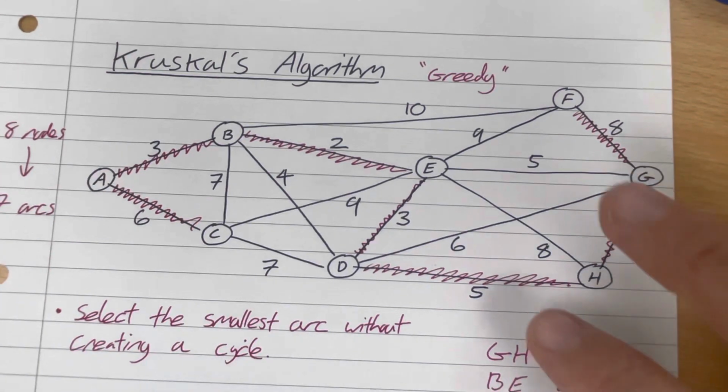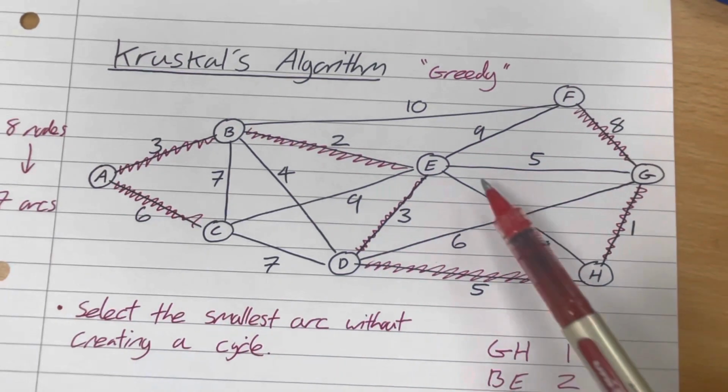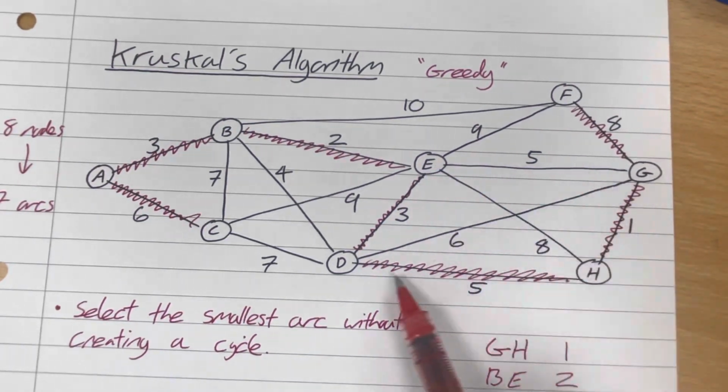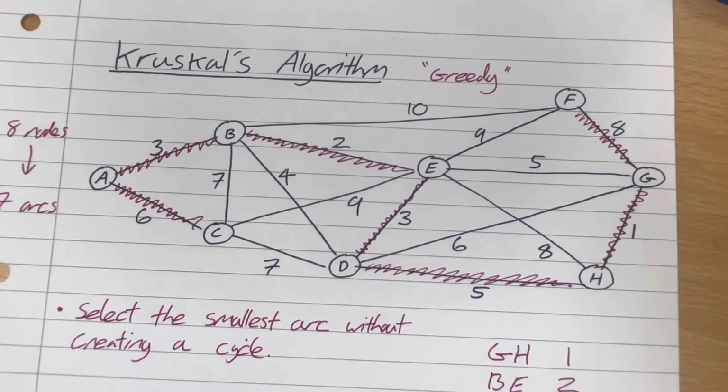I could have chosen these 2 the other way around, which would have meant that this arc was chosen instead of this one. Might make it a bit more of an interesting tree rather than a straight line, but that is a minimum spanning tree of the network. Okay, you're not going to find a tree which spans the network in a smaller total weighting.